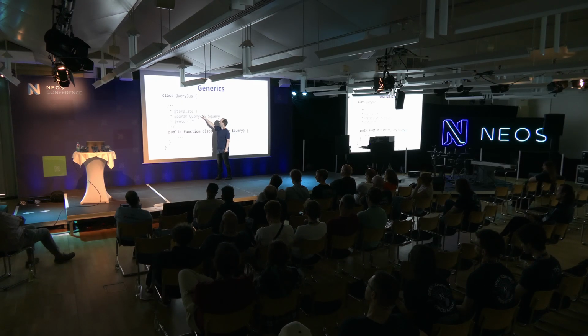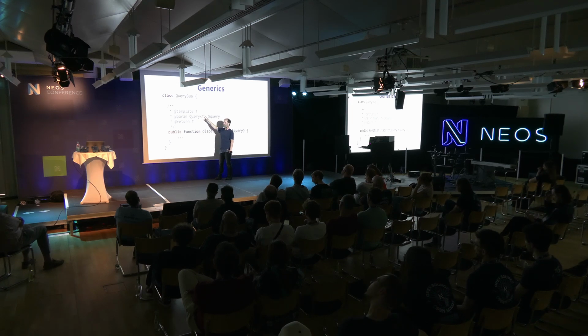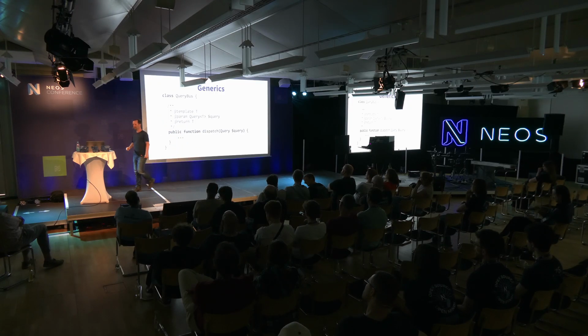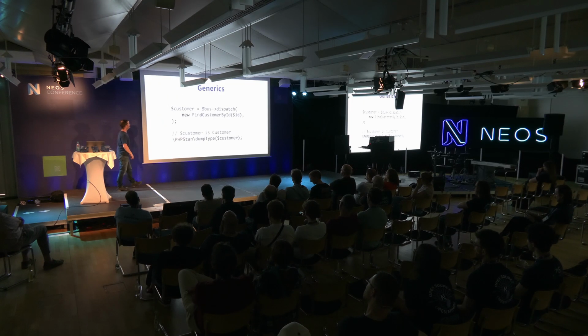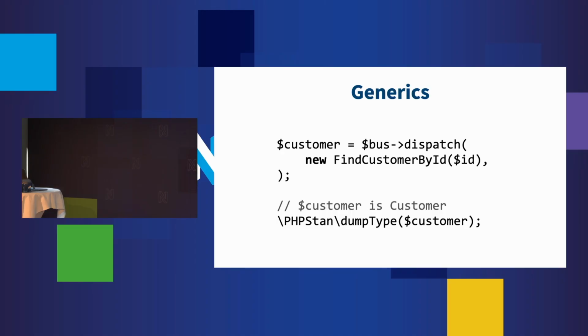It's going to look at what its type variable is. It's going to extract it, and it's going to return it. So in the end, PHPStan is going to know that if we call dispatch with find customer by ID, the result is an object of class Customer. I know it's a lot to take in.